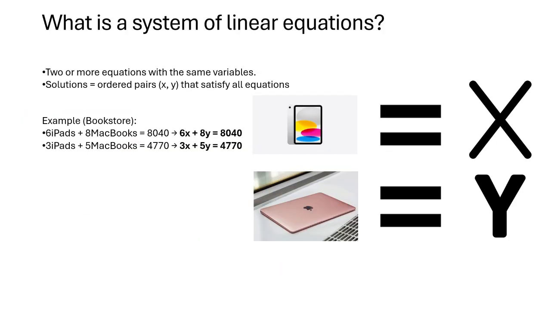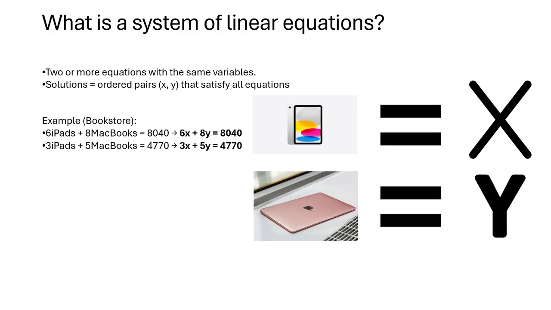Okay, so what is a system of linear equations? It's basically two or more equations with the same variables. Solutions are ordered pairs, as in x and y, that satisfy all of the equations. An example that we're going to look at later in our slides, so keep this in mind, will be 6 iPads plus 8 MacBooks equals 8,040, and 3 iPads plus 5 MacBooks equals 4,770.